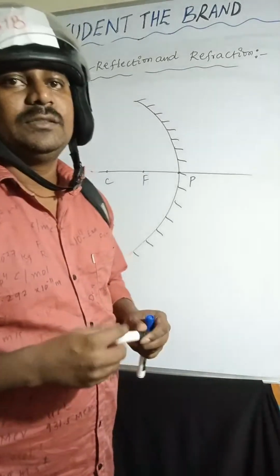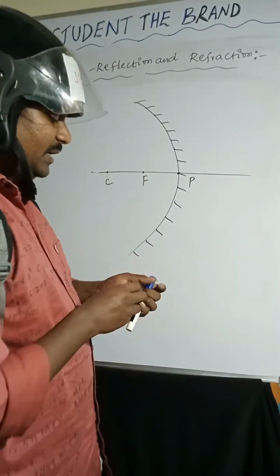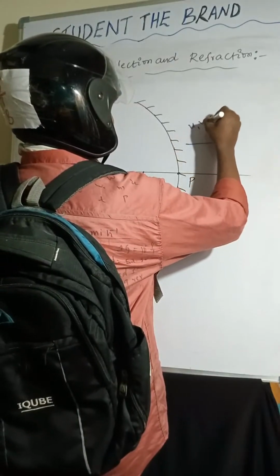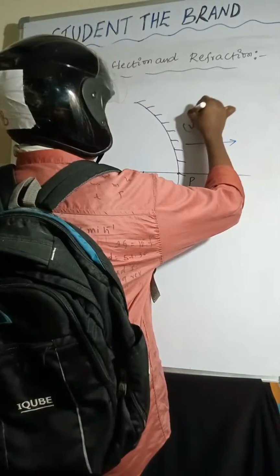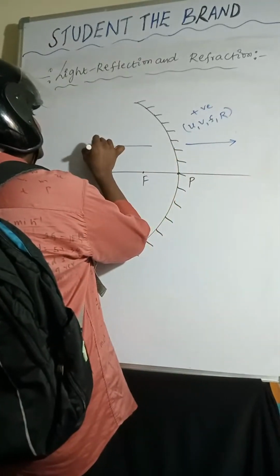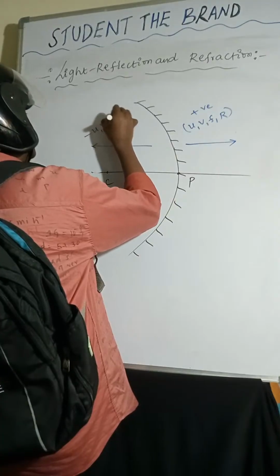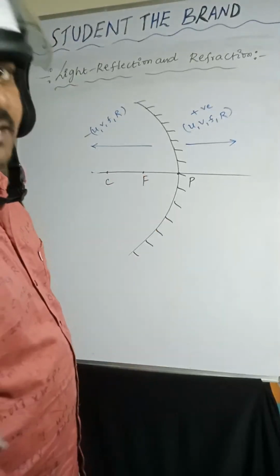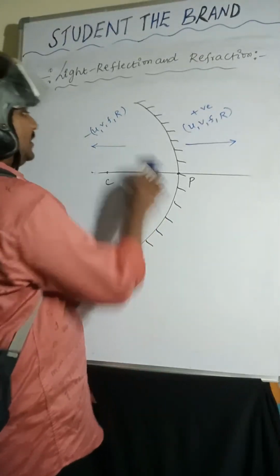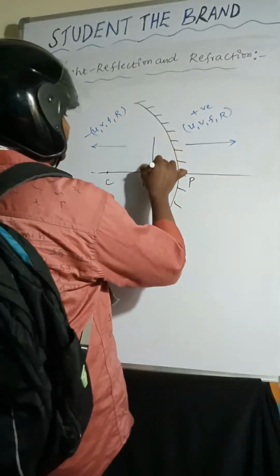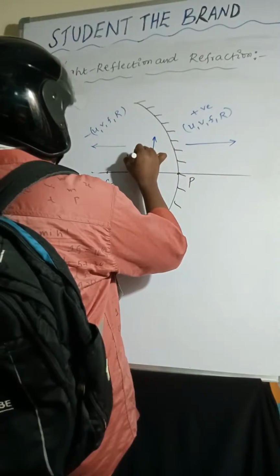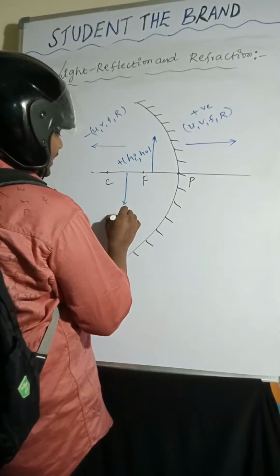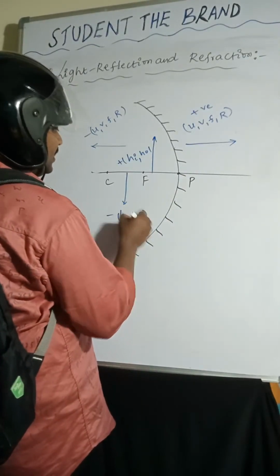All measurements we have to take from the pole. In the direction of incident rays, object distance, image distance, focal length, and radius of curvature are all positive. Opposite to incident rays, they are all negative. Above the principal axis, height of the object and height of the image are positive. Below the principal axis, height of the object and height of the image are both negative.